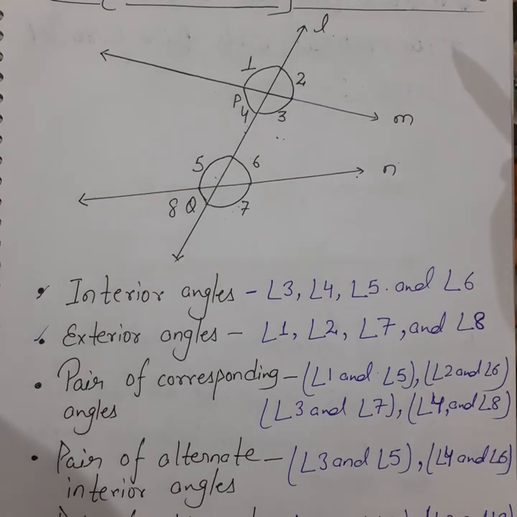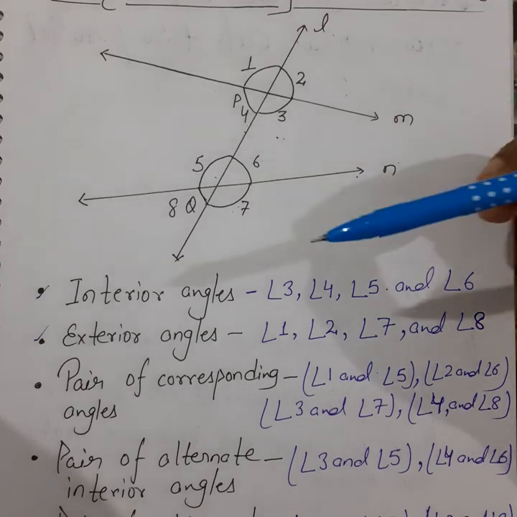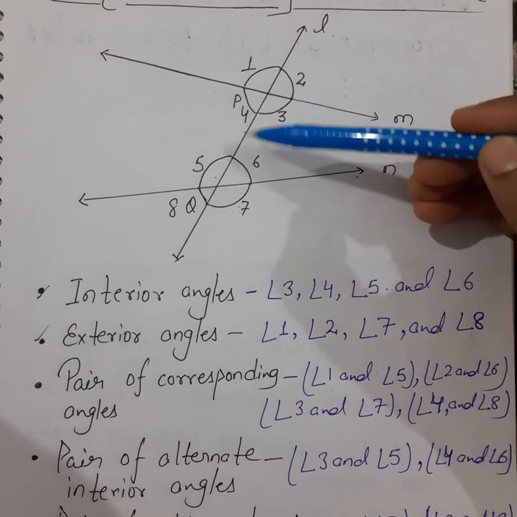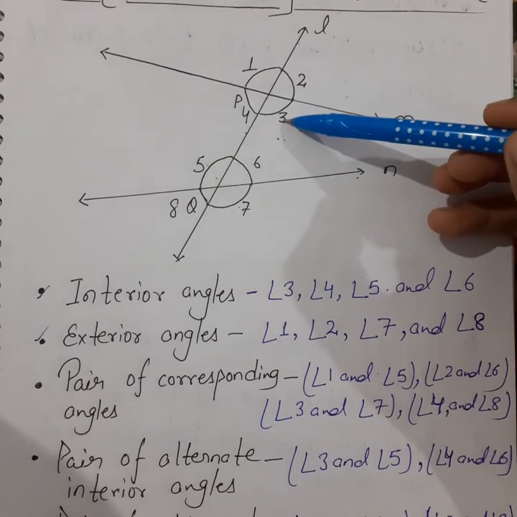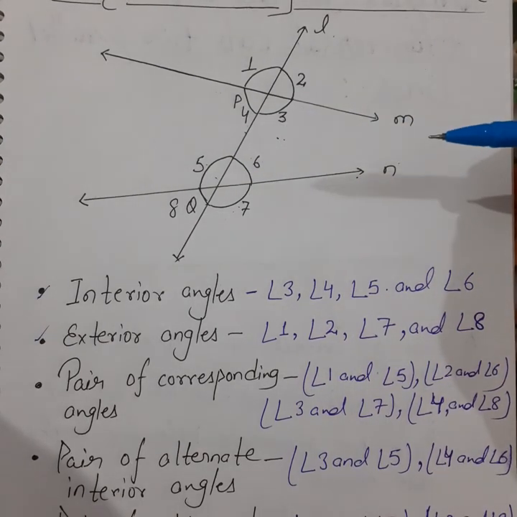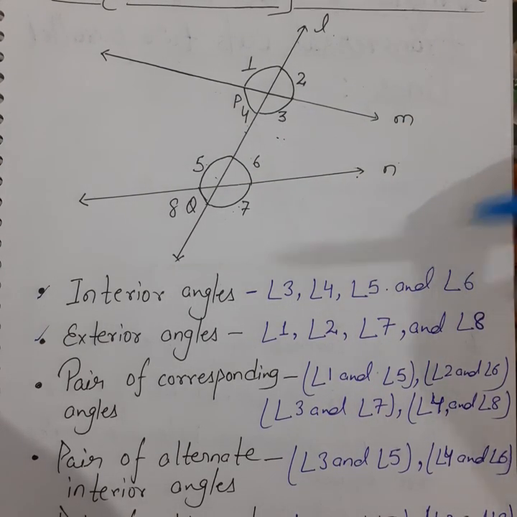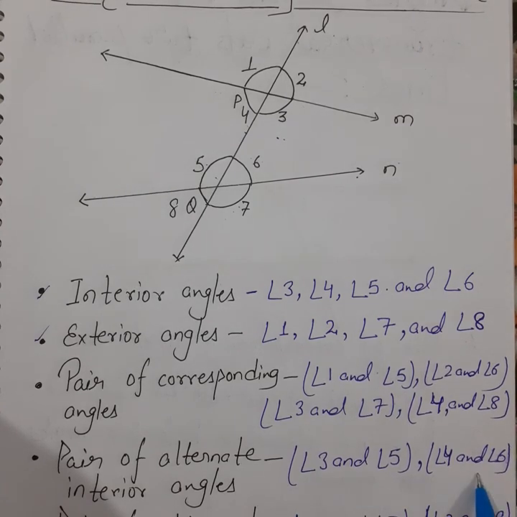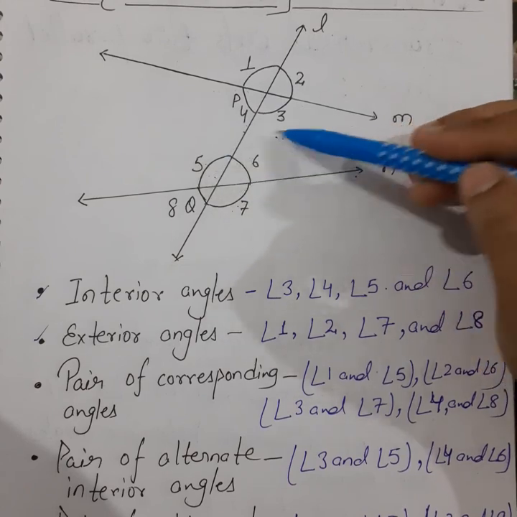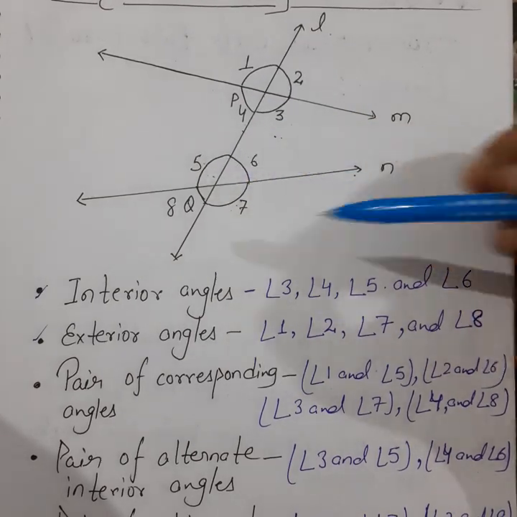Next is pair of alternate interior. Again here it is interior. So the pair of alternate interior angles are 4 and 6, 5 and 3. So two pairs of alternate interior angles are formed. Angle 3 and angle 5, angle 4 and angle 6, alternate interior. Okay, 4 and 6, 3 and 5.